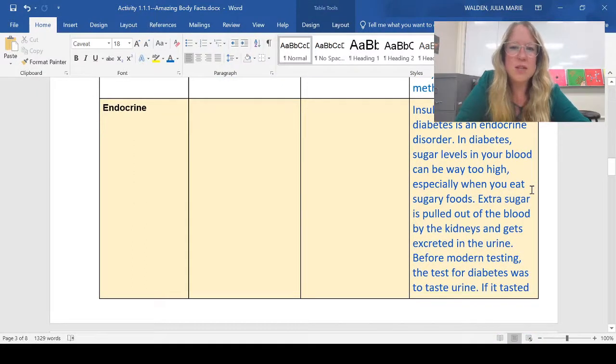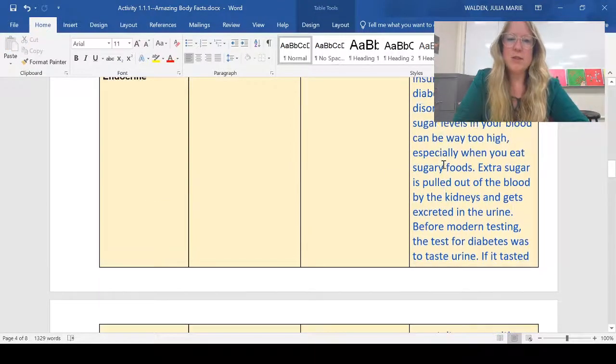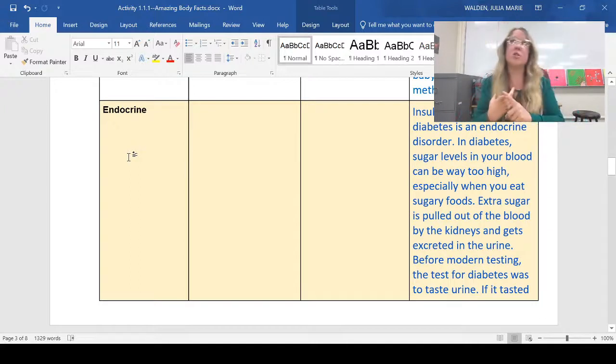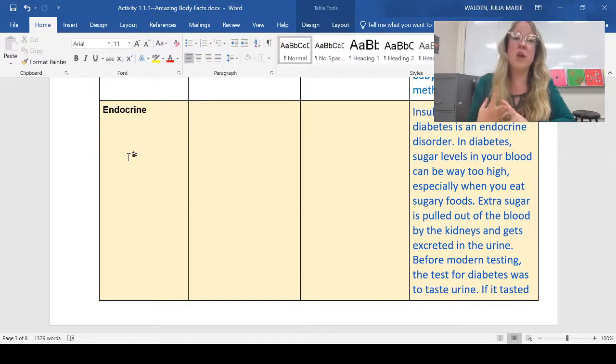Okay, scrolling down to my third example, the endocrine system. The endocrine system is the system of hormones. Any hormone in your body, from estrogen to testosterone to insulin, is part of your endocrine system. So endocrine means hormones and glands, okay?